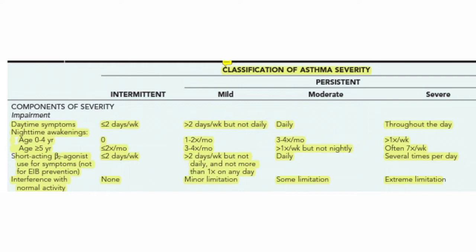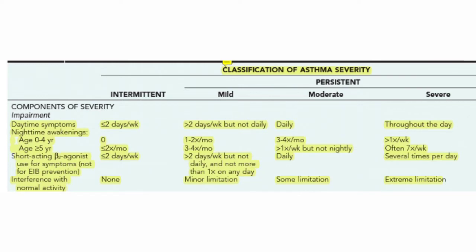So the daytime symptoms are the same for all the ages. If it is less than 2 days per week, then it is intermittent. If more than 2 days per week, it is persistent. In persistent, mild, moderate, or severe. If it is more than 2 days per week but the patient is not having symptoms daily, then it is mild. If the patient is having daily symptoms, then it is moderate. And if the patient is having symptoms throughout the day, meaning multiple times a day, then it is severe.